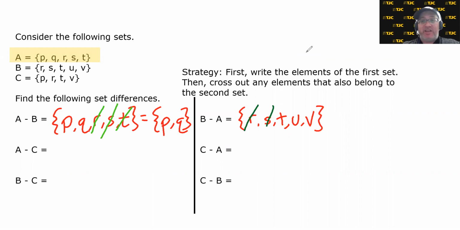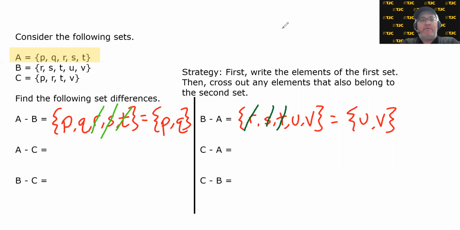Does T belong to set A? Yes, it does. We get rid of it. Does U belong to set A? No, we do not take it out because it does not belong to set A, the one that we're removing. Does V belong to set A? It does not, so we do not remove it. So who's left? U and V. And if you notice, this is a completely different answer than we got for A minus B.